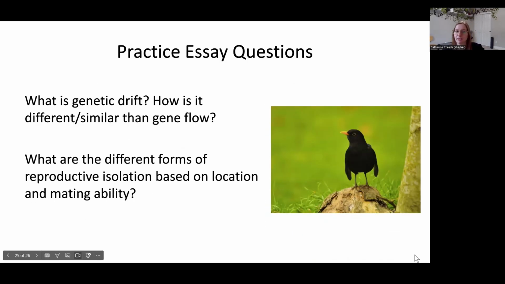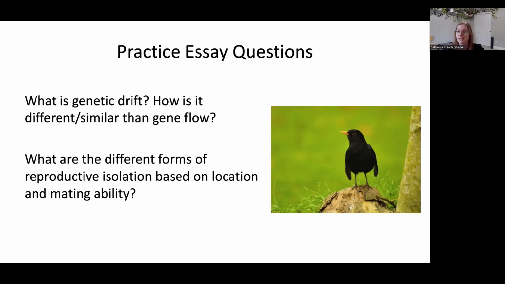What is genetic drift and how is it different and similar to gene flow? What are the different forms of reproductive isolation based on location and mating ability? So genetic drift is the random chance that some of your population will die off. For example, the bottleneck effect. Another example would be founder's effect. So part of your population moves to a new location, it is no longer representative of the original gene pool. It is not caused by a benefit or an adaptation, it is just random.